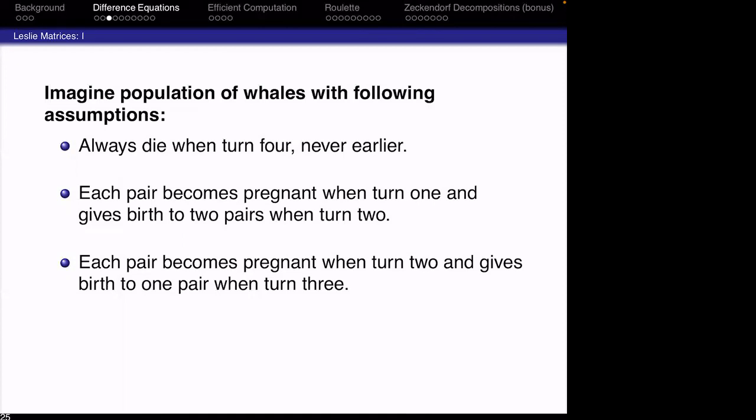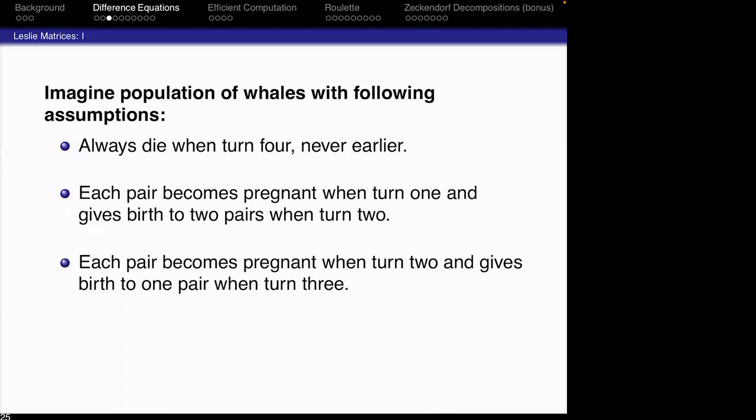So let's assume, and these are perhaps maybe a little bit strong assumptions, and we'll talk about that in a moment, that whales always die when they turn 4, never earlier. Each pair of whales becomes pregnant when they turn 1 and gives birth to 2 pairs of whales when they turn 2, so 1 year later. And then each pair becomes pregnant when they turn 2 and gives birth to 1 pair of whales when they turn 3.